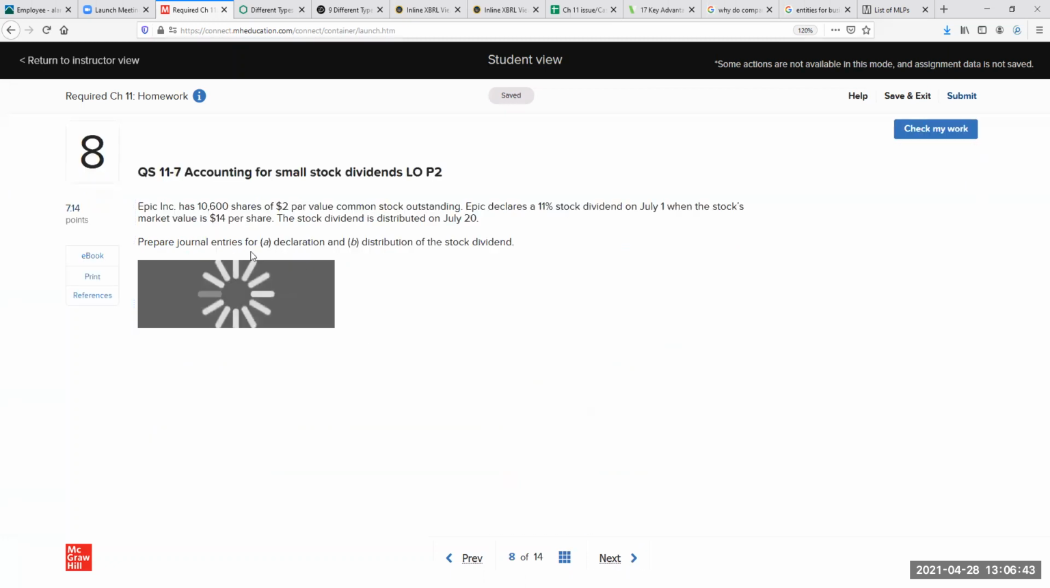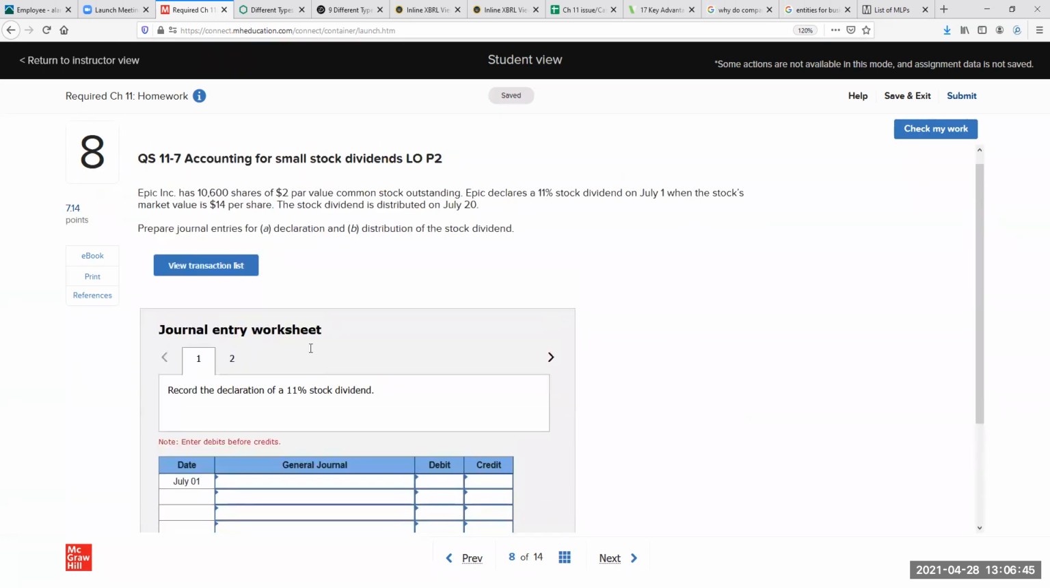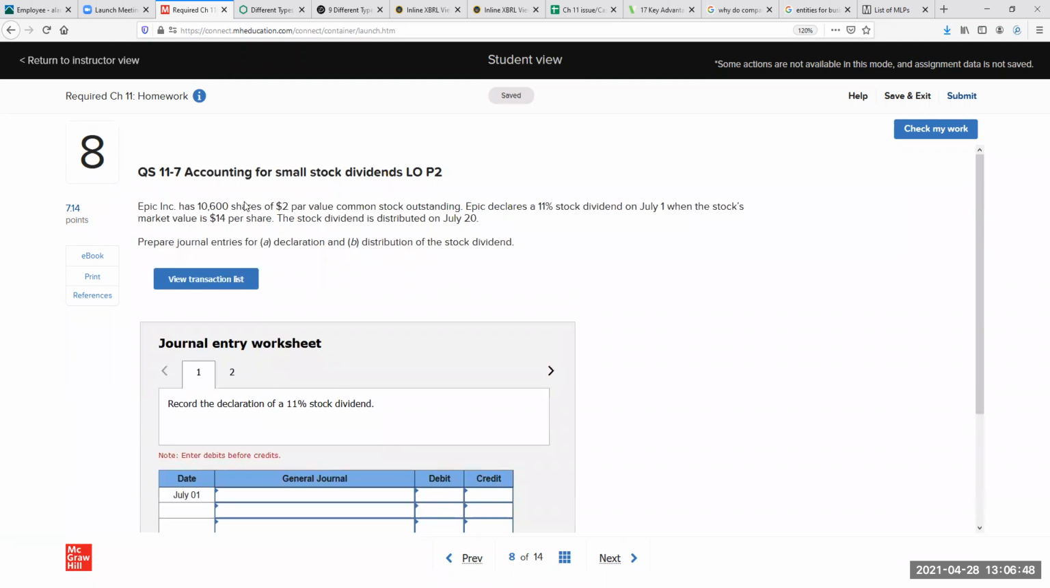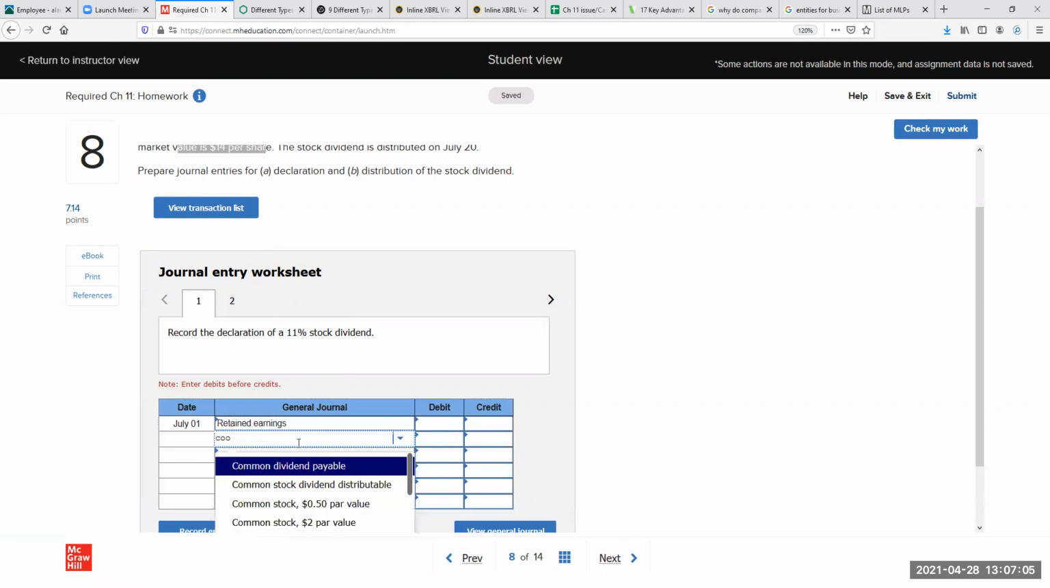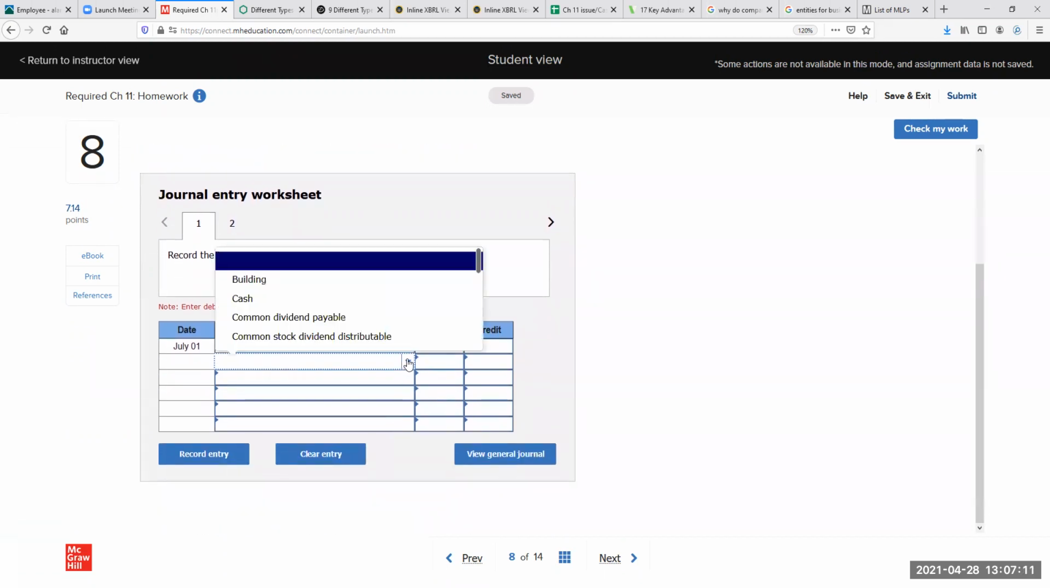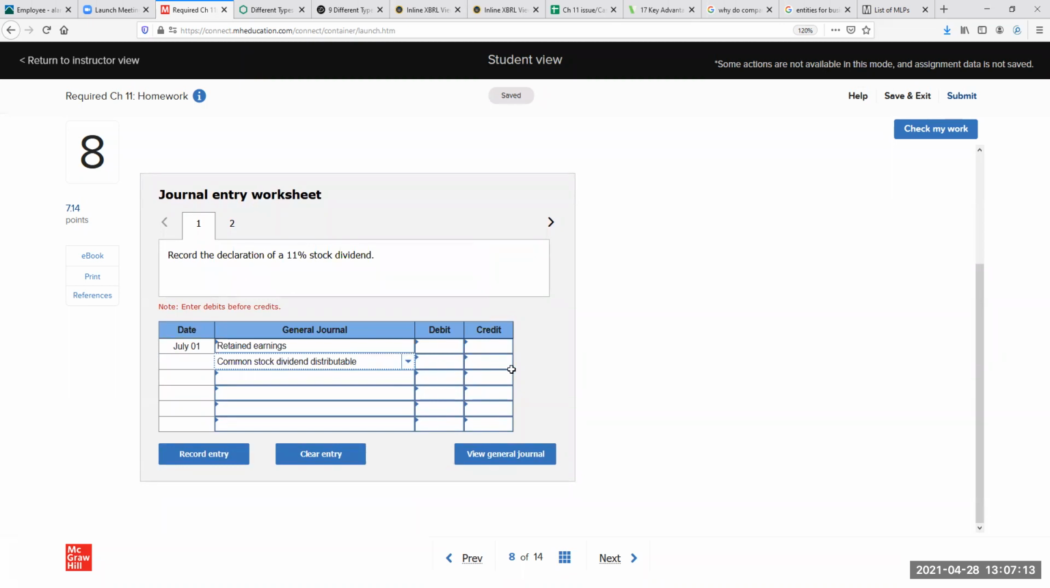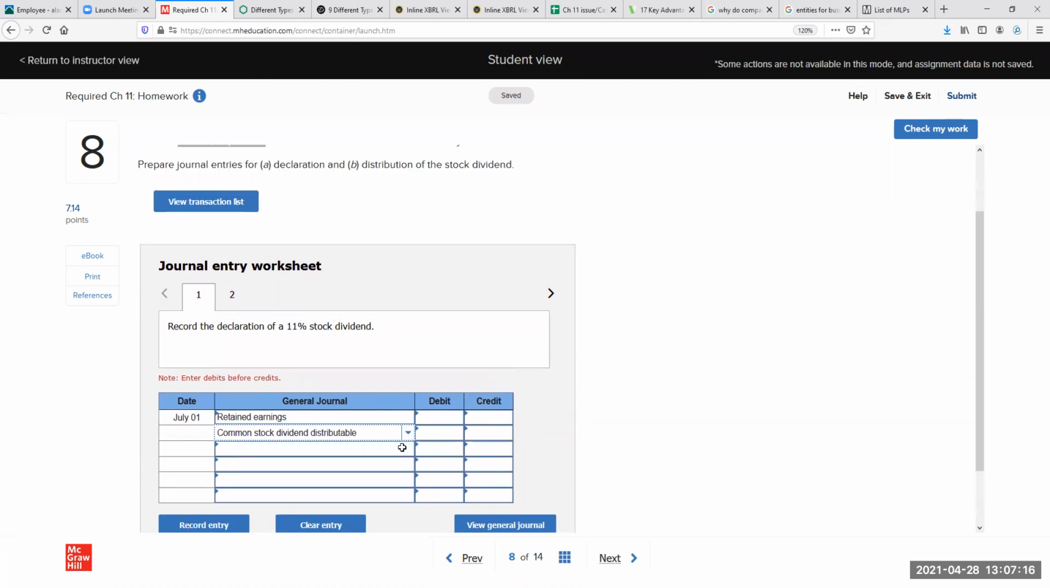All right. Now, accounting for a small stock dividend, 11%. In a small stock dividend, use the market value. And if we had a large stock dividend, you would use the par. This is a hard one. Retained earnings is still reduced. And then it's common stock, though it's a new thing here. The liability is very unusual. It's called common stock dividend distributable. And then you have paid in capital in excess of par.